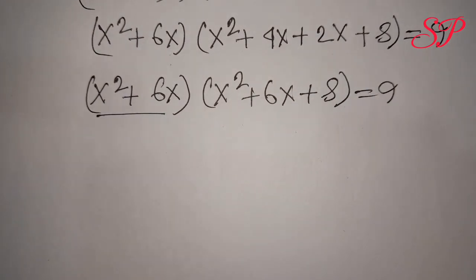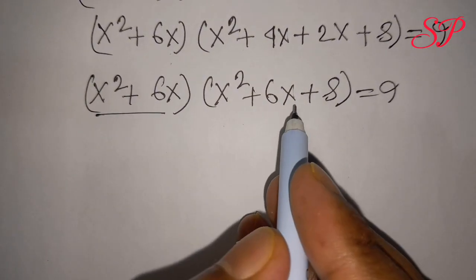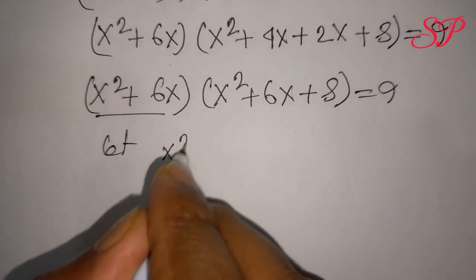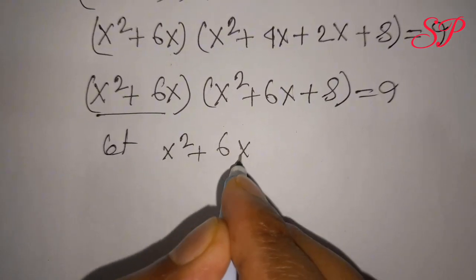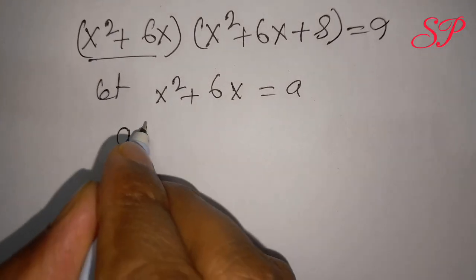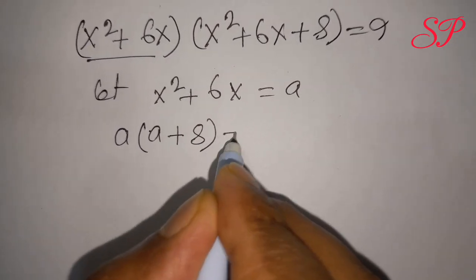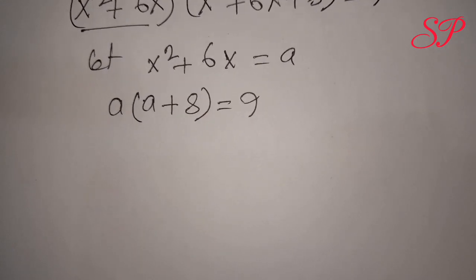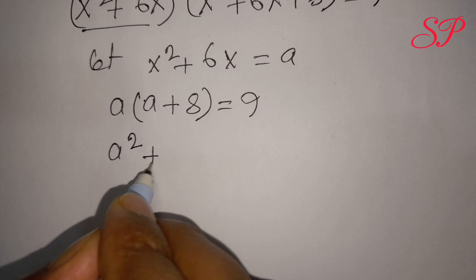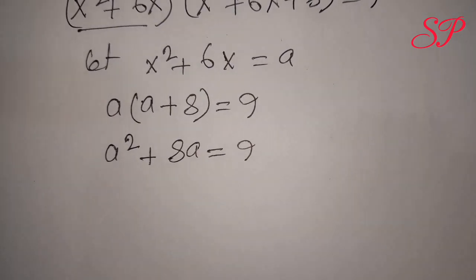Here x square plus 6x is common, so let x square plus 6x be equal to a. Then we can write a times (a plus 8) is equal to 9. Then we multiply this: a square plus 8a is equal to 9.